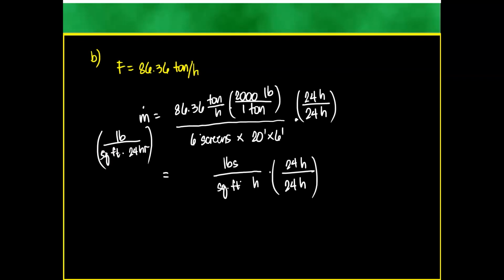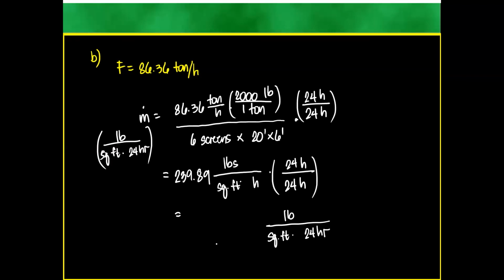So can you please solve this for me? 86.36 times 2,000 divided by 6 divided by 20 divided by 6. What will this give me? 239.89. But then that's the units. What I need is pound per square foot per 24 hours. Guys, multiply the answer by 24 hours. What would be the answer?